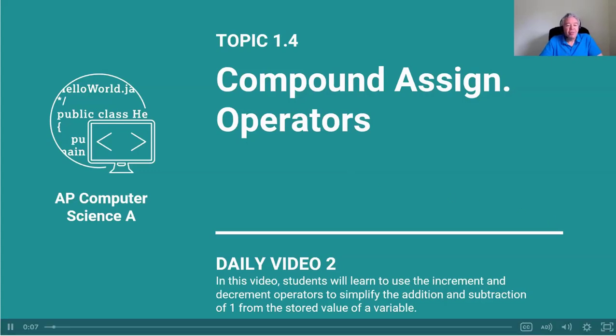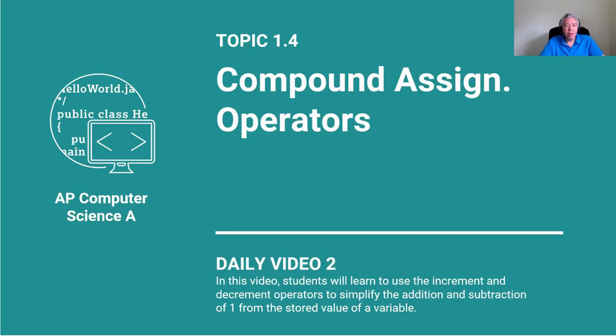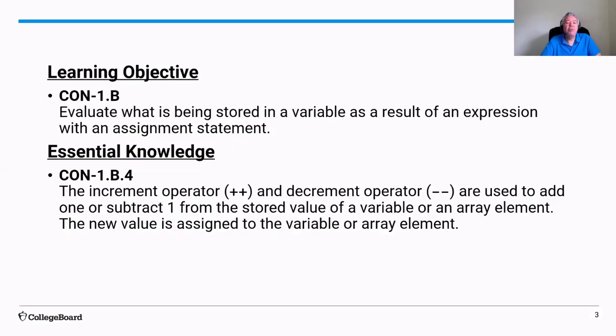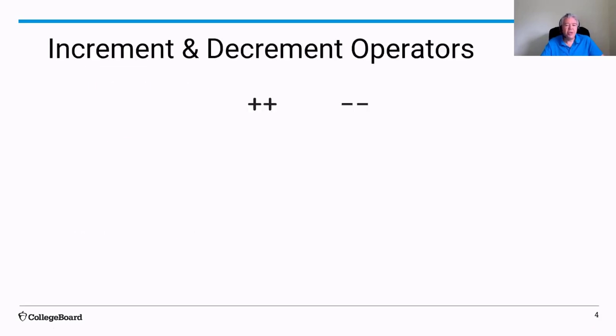We are now moving on into video 2 of topic 1.4, compound assignment operators. In video 1, we learned what the compound assignment operators are. Now we're going to look specifically at the increment and decrement operators. Again, they have a very specific function for us in Java, so we're going to continue to build on what we've done in the past. Our learning objective is still the same as the previous video: we're going to evaluate what's being stored in a variable as a result of an expression with an assignment statement. But like I said, we're going to look specifically at what the increment operator and the decrement operator are used for. Okay, so let's go ahead and jump in.